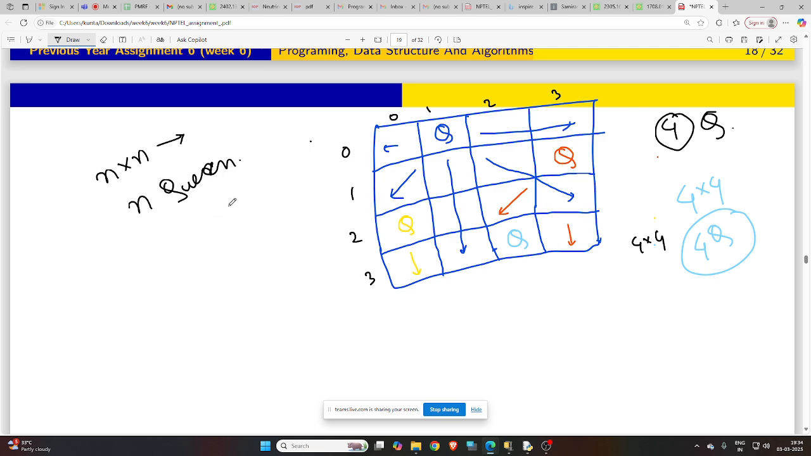So to answer this question, first of all we need to understand one thing: in one row only one queen will be placed, and in one column only one queen will be placed. This is the first condition, right?